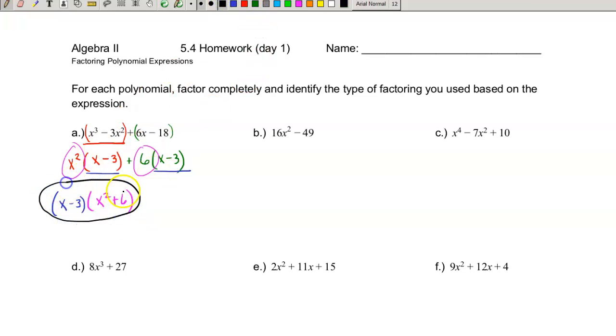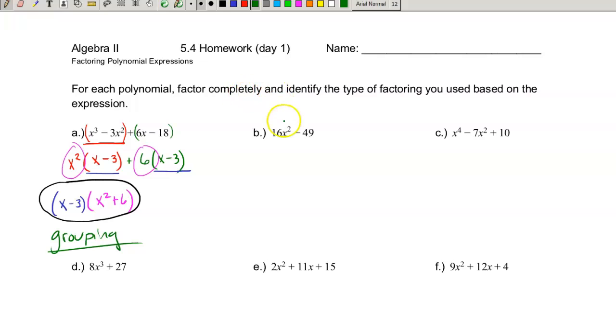So if we were to multiply this out and check it, we would see that we would get right back to those 4 terms. So the strategy here is, to make this simple, I'm just going to say grouping. There's the type of factoring that I use there, factor by grouping.